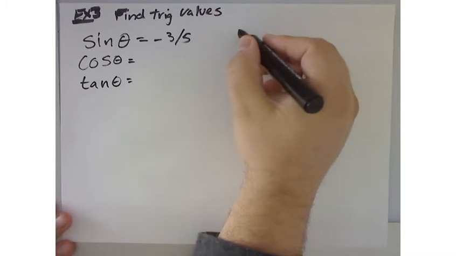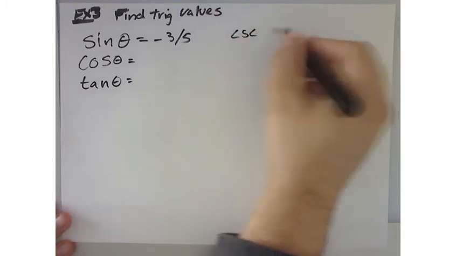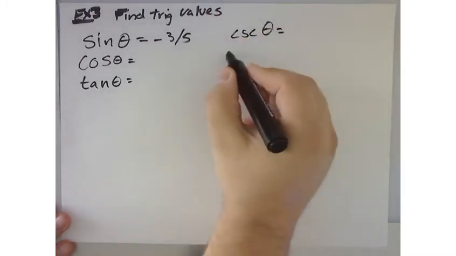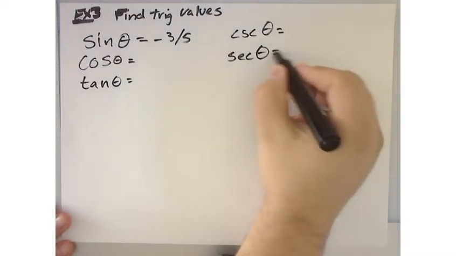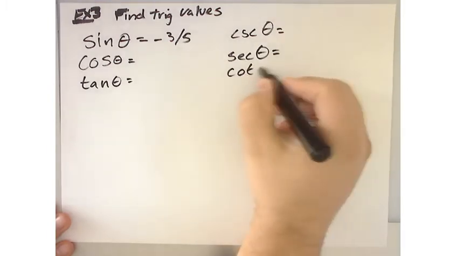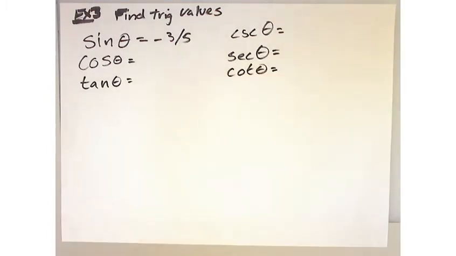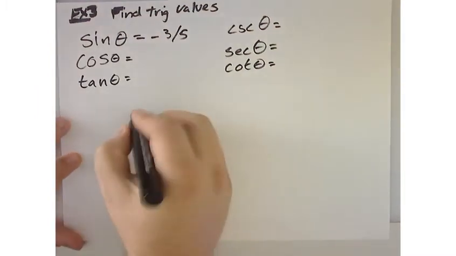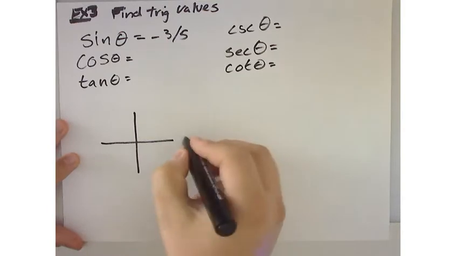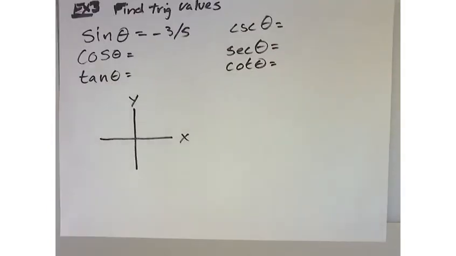So the reciprocal of sine is cosecant. The reciprocal of cosine is secant. And then cotangent is the reciprocal of tangent. Okay. And so what we want to do is focus on the Cartesian plane. And sometimes we call it a unit circle.